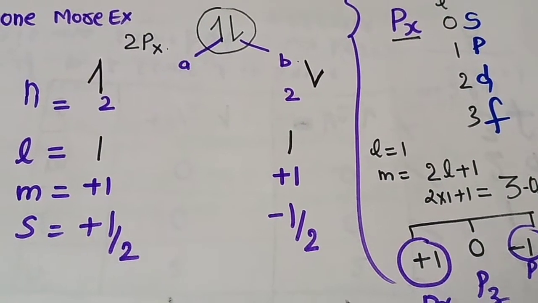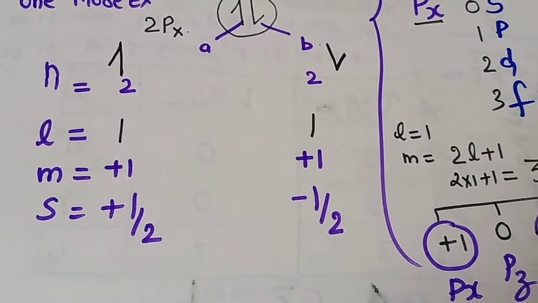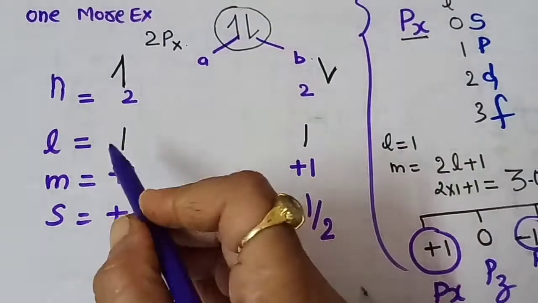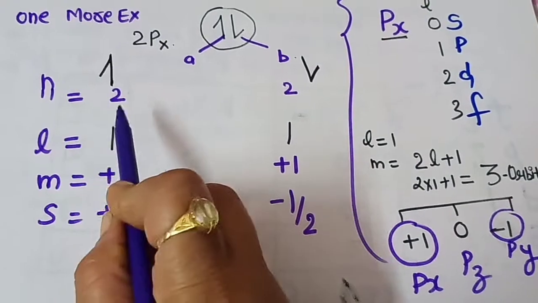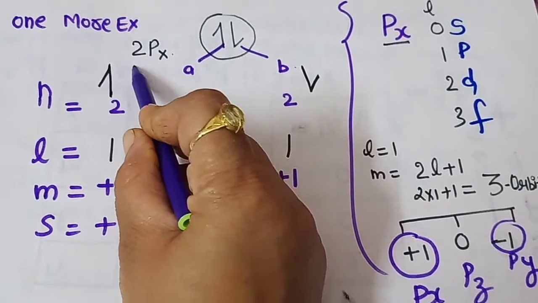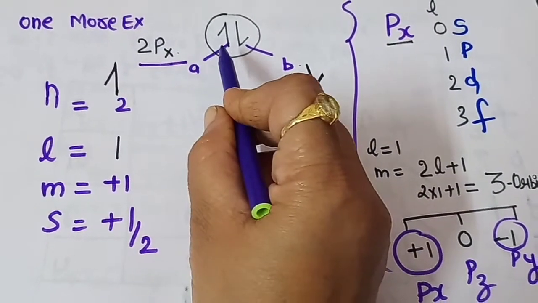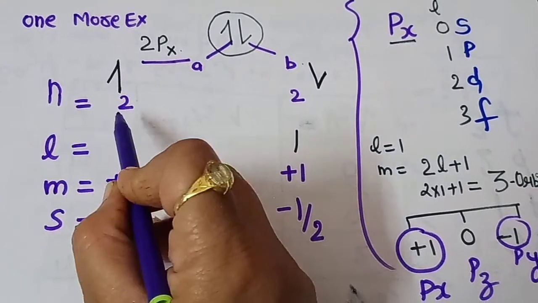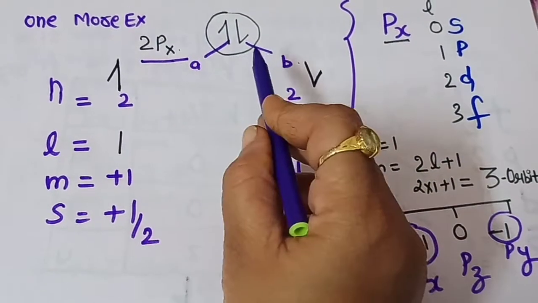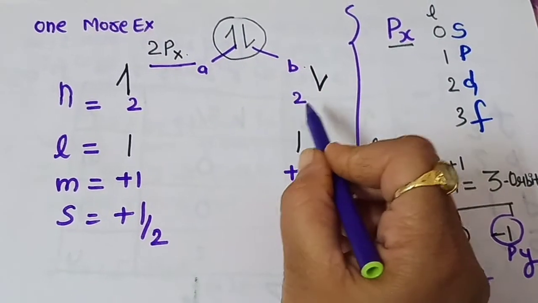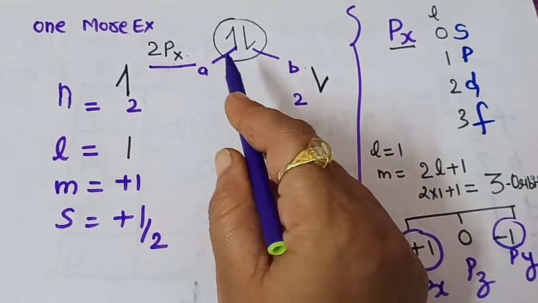Let us take one more example for Pauli's exclusion principle. Suppose our 2 electrons are in the 2px orbital. I hope you can now easily tell the principal quantum number, as it is 2px. For electron A, what is n? n will be 2. For this electron also, n will be 2. The principal quantum number is 2.